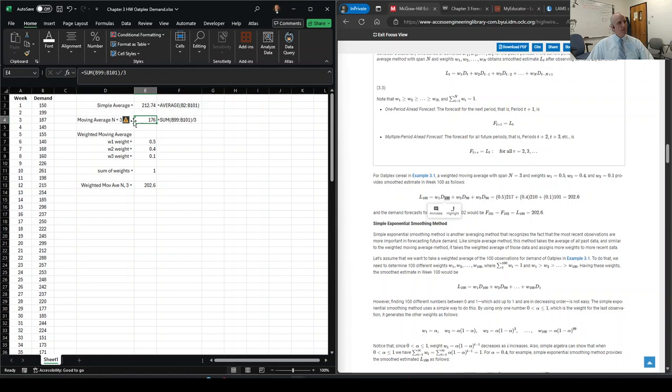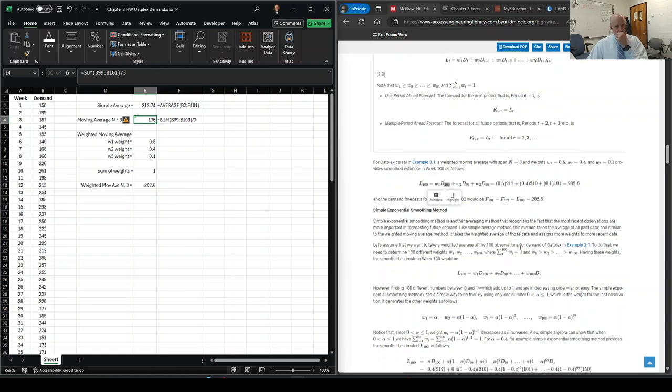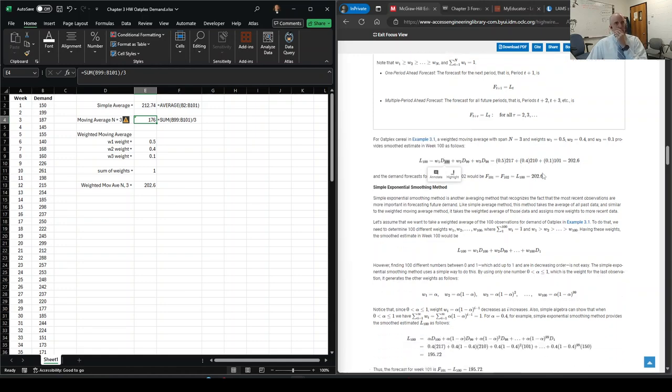And notice the difference here between the moving average of 176 and this average of 202.6, which is the same thing in the book. That's a little bit of a difference. You know, you're talking 25, you're talking more than 20% or more than 10% swing based on if you weight the most recent weeks over the 3rd week. So that can make a difference.